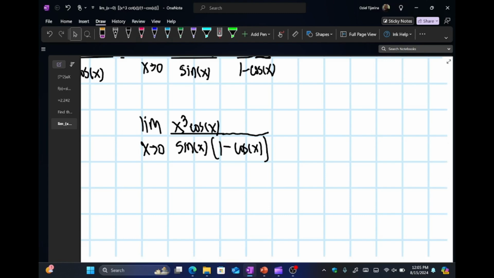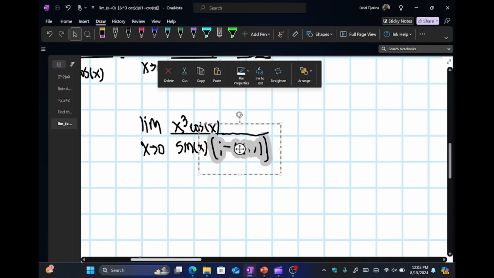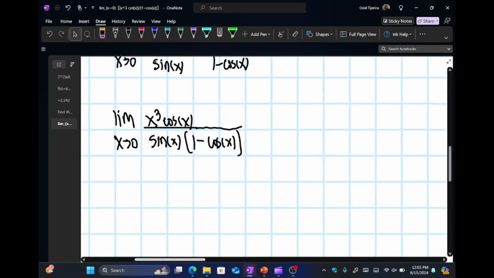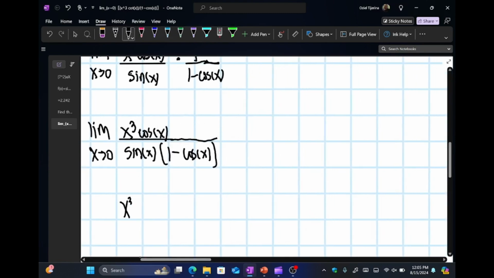So the way this is going to go, guys, we're going to take the limit as x approaches 0 of x cubed cosine x over sine x times 1 minus cosine x, and we're going to multiply by the conjugate of 1 minus cosine x. So we're going to say times 1 plus cosine x on top and bottom.